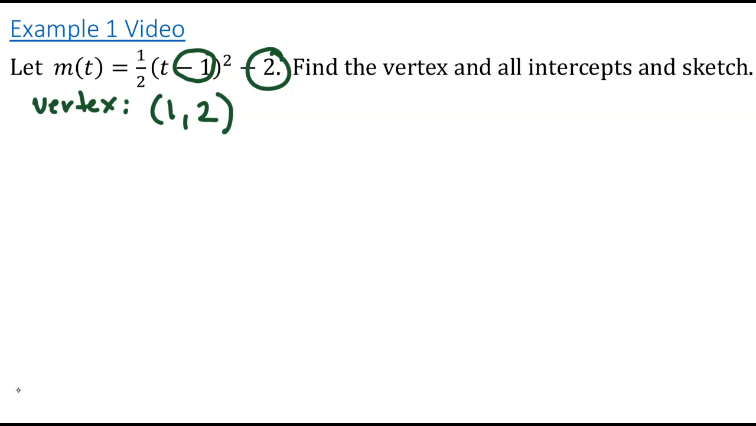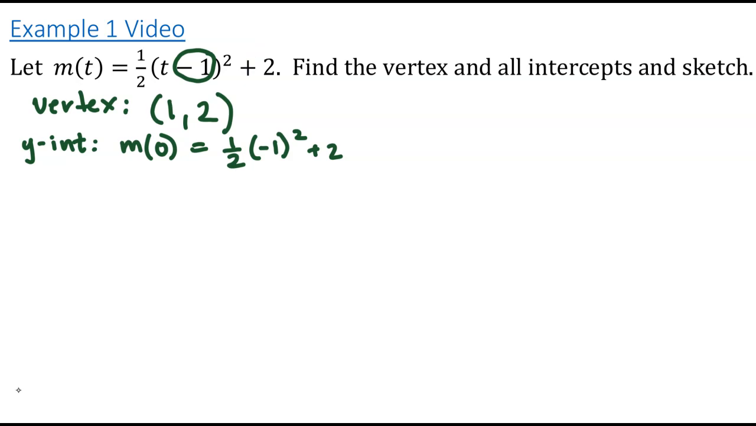We also want to find the x and y-intercepts. So let's get the y-intercept next. And the most important thing to remember about y-intercepts for any type of function is that the way you find them is by letting your x, or in this case your t, be 0. So we need to find m of 0, which is 1/2 of (0 minus 1) squared, 0 minus 1 is -1, plus 2. Yes. Which ends up being what? (-1) squared is 1, so 2.5. So (0, 5/2) is my y-intercept.